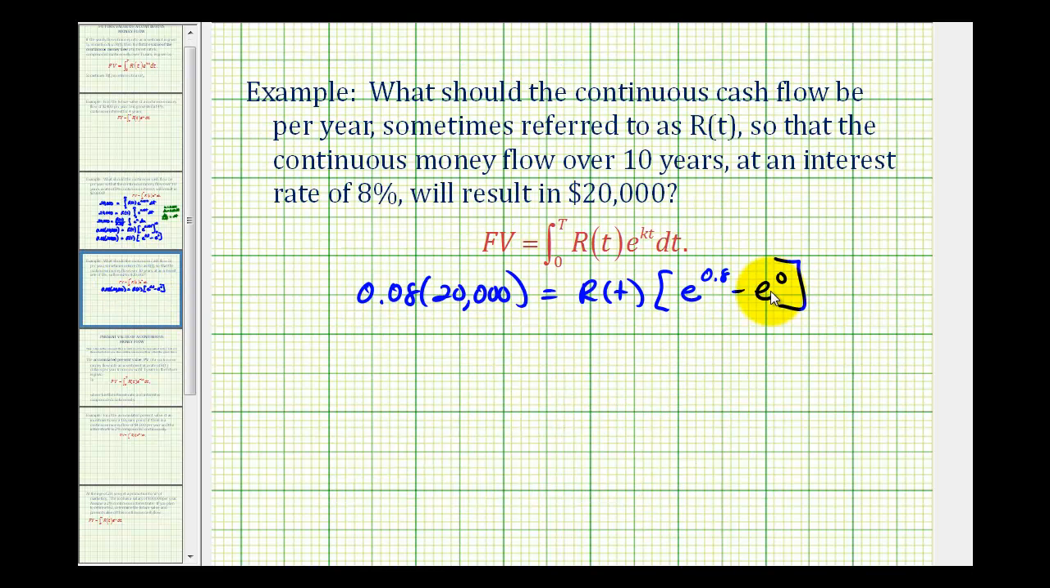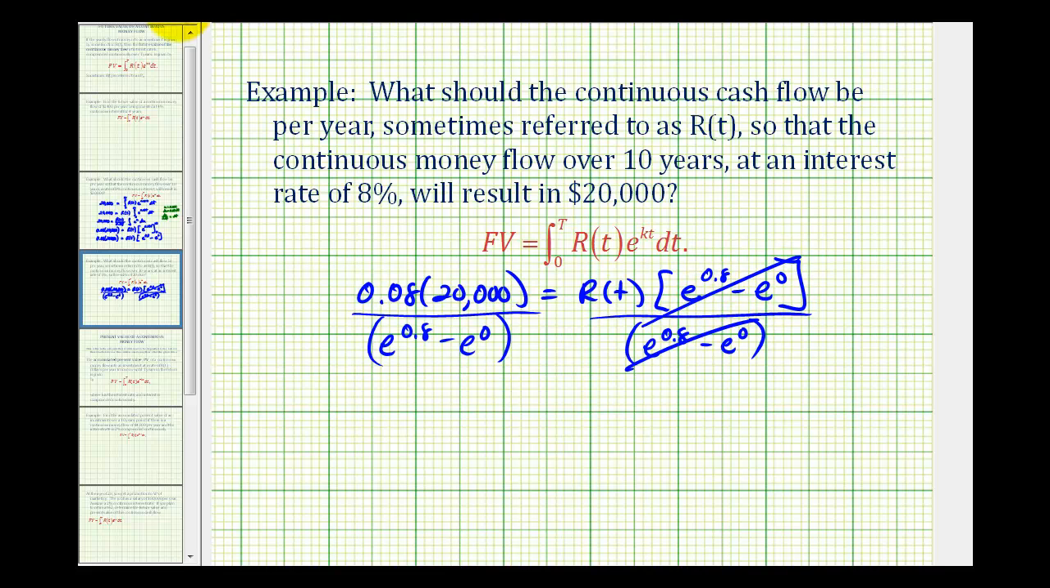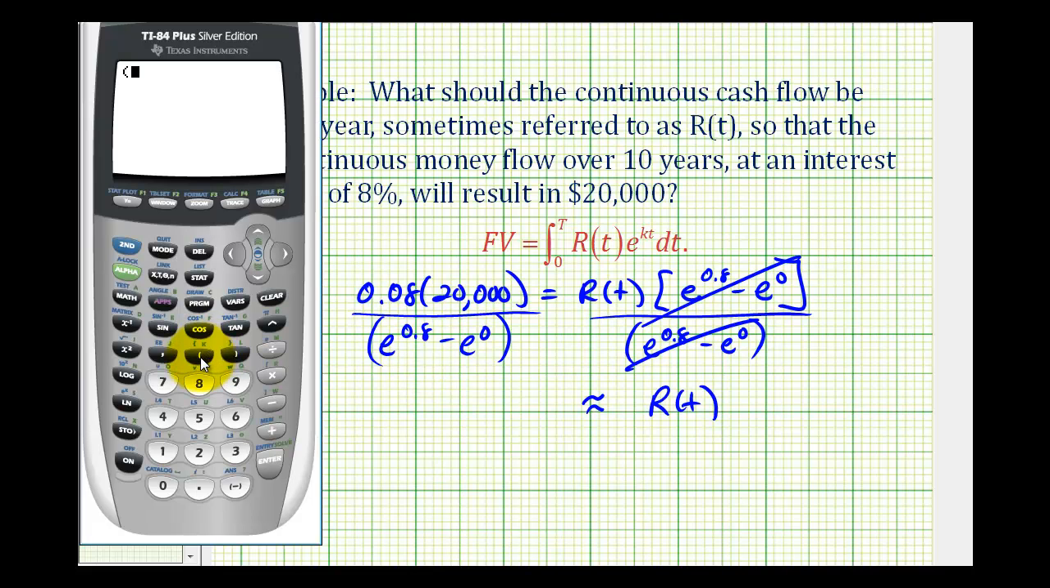Now we can solve this for R of t by dividing by e to the 0.8 minus e to the 0. And now we'll evaluate this using the calculator. The numerator will be 0.08 times 20,000. And the denominator is going to be e to the 0.8 minus e to the 0, or minus 1.